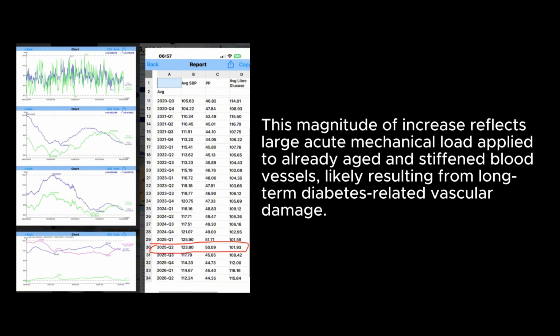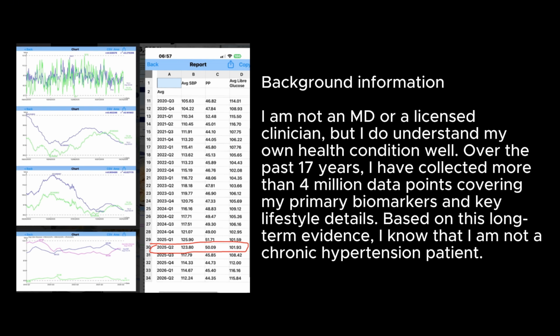This magnitude of increase reflects a large acute mechanical load applied to already aged and stiffened blood vessels, likely resulting from long-term diabetes-related vascular damage. Background information: I am not an MD or a licensed clinician, but I do understand my own health condition well. Over the past 17 years, I have collected more than 4 million data points covering my primary biomarkers and key lifestyle details. Based on this long-term evidence, I know that I am not a chronic hypertension patient.